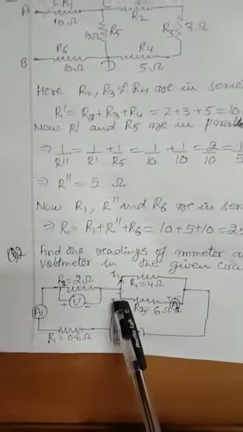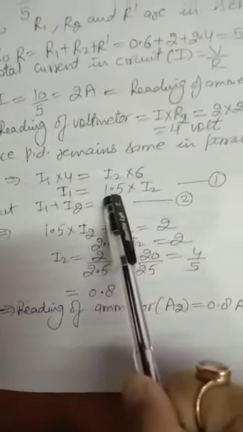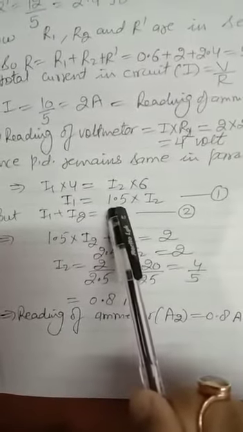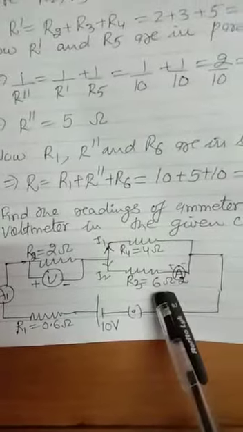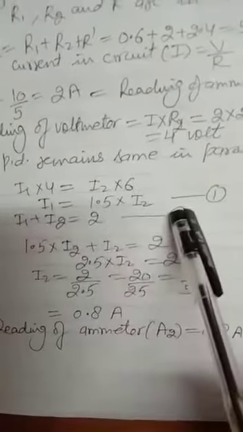Now for the next point, we are saying the total current is 2 ampere, that is dividing in 2 parts. So we have I1 plus I2 is 2, and in parallel the voltage remains the same, and voltage is given by Ohm's law. So we have I1 R4 is equal to I2 into R3. So that's why we have I1 into 4 is I2 into 6. So we get I1 is 1.5 into I2.